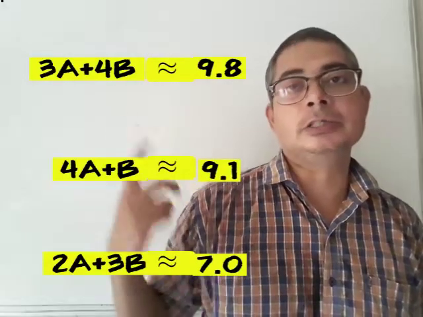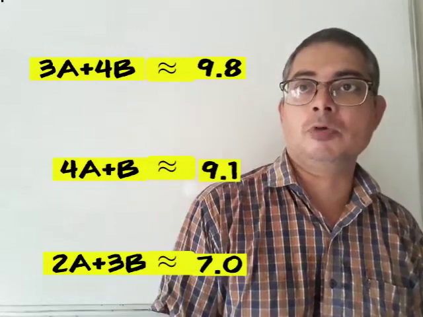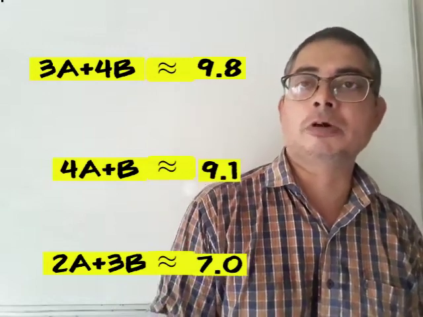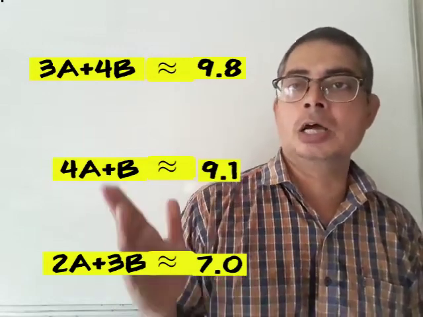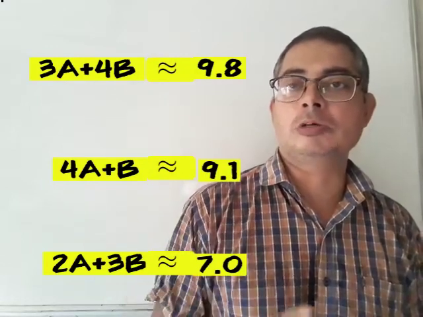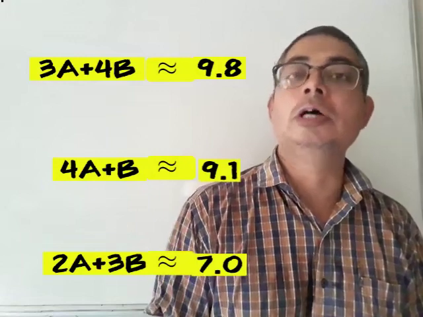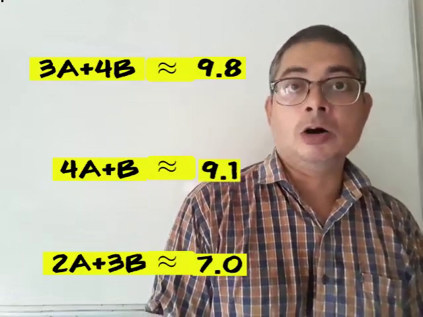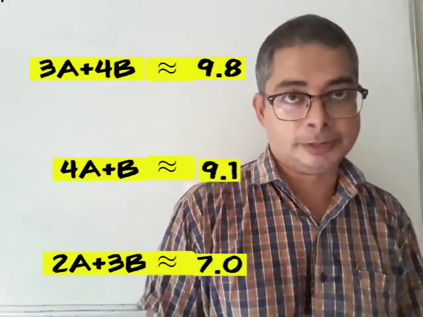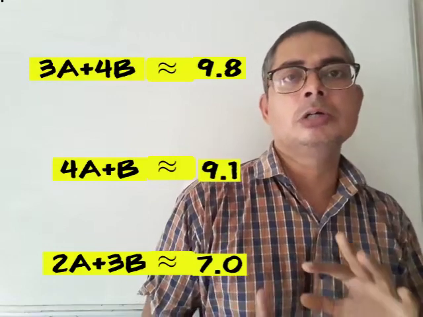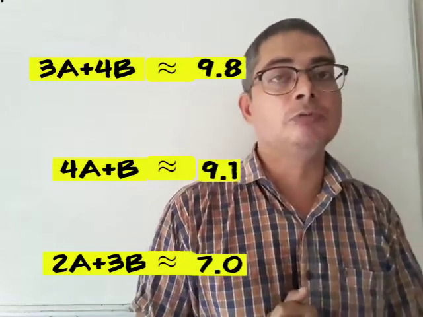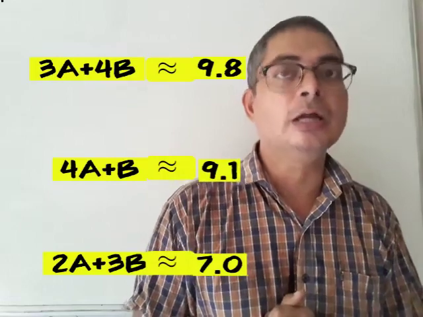So here are the equations that we had. We have 4a plus 3b approximately equal to 9.8, 4a plus b approximately equal to 9.1, and 2a plus 3b approximately equal to 7.0. All these things are approximate. Now let us try to recast this in a way so that we can use linear algebra efficiently.